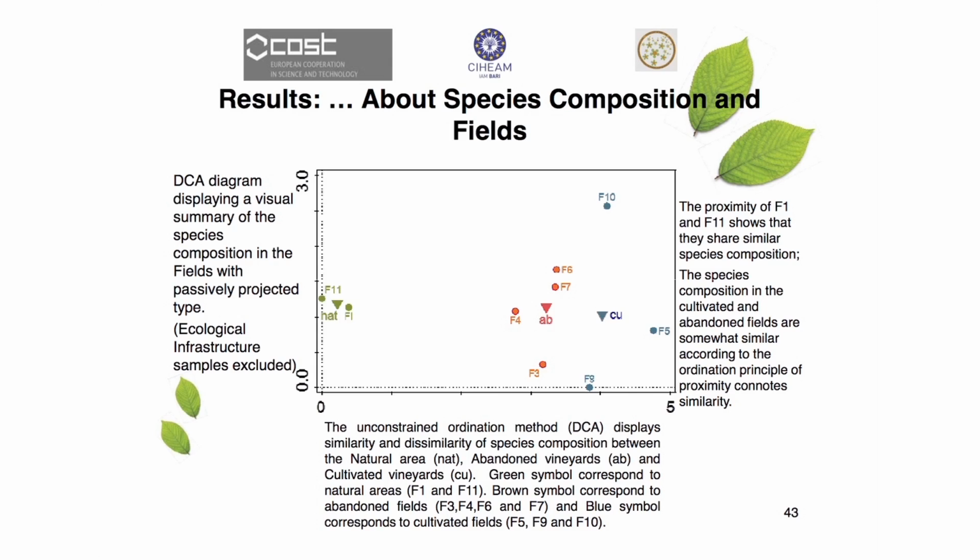So for the first time we identified a species composition which is almost typical of the abandoned field, a species composition that is similar to the cultivated field, and another one that is typical of the natural area. But until now, we don't know what the species composition is and why. In order to quantify the loss of biodiversity, you have to understand this.